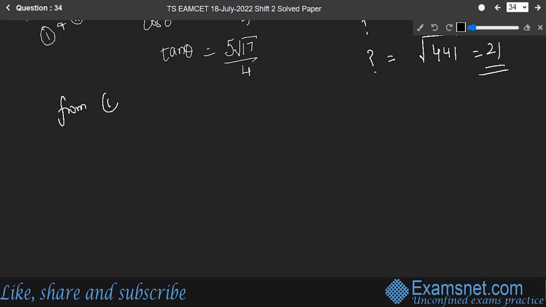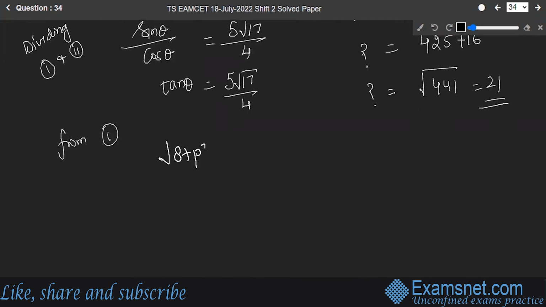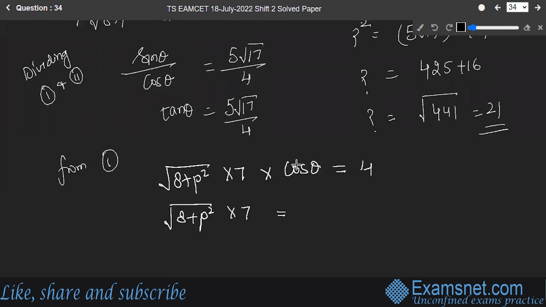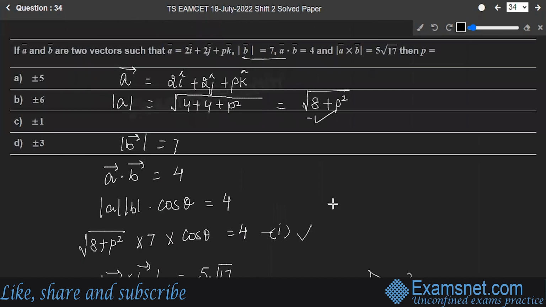From equation 1, root of 8 plus p square multiply 7 multiply cos theta was equal to 4. So this multiply cos theta will be given by 4 upon 21. This 4 and 4 will cancel, and this will cancel. So you will have 8 plus p square is equal to 3 square, or p square will be equal to 1. That means p's value is got to be plus minus 1. This is the value of p which was required, and option C is the correct answer. Hope you got that. Let's move to the next question.